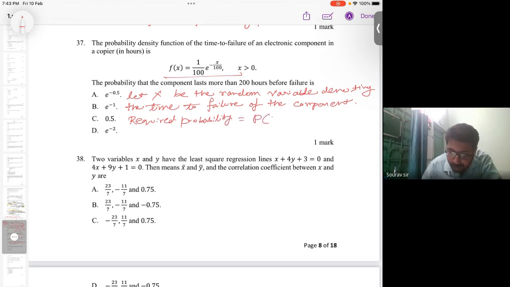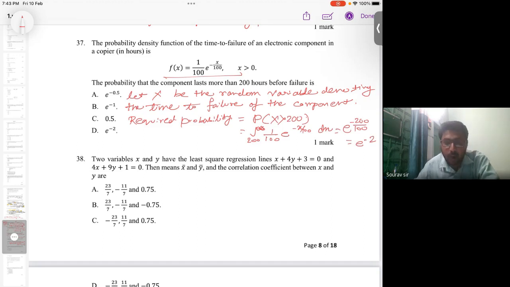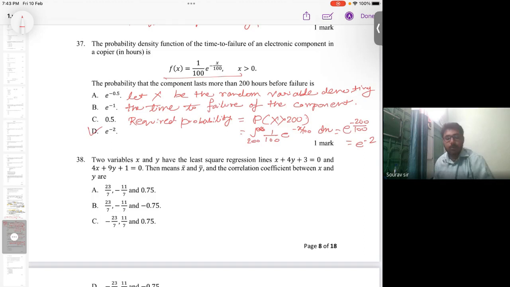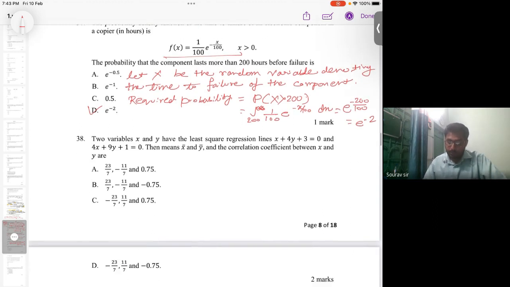is equal to P(X greater than 200), which is the integral from 200 to infinity of 1 by 100 e to the power minus x by 100 dx. It can be written as e to the power of minus 200 by 100, which is equal to e to the power minus 2. So the correct answer will be option D. So the correct answer of question number 37 is option D, that is e to the power minus 2. Now let's come to question number 38.